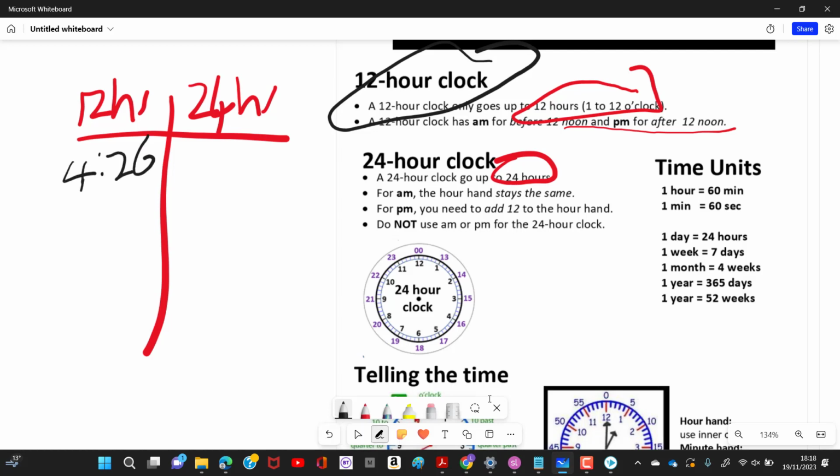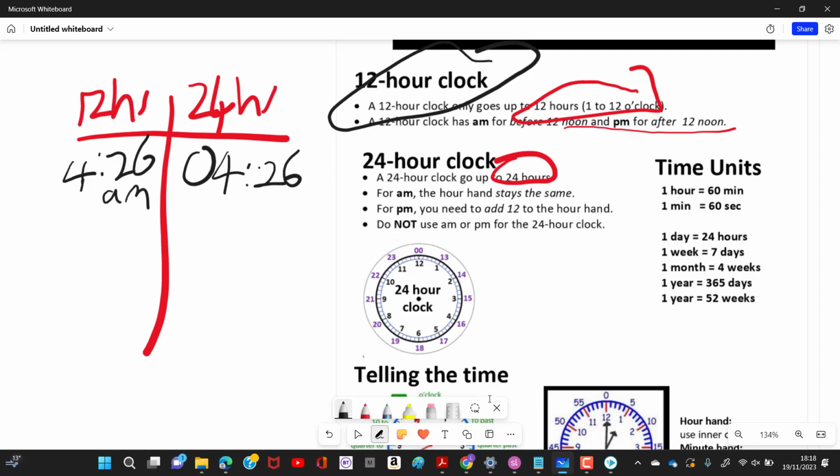4:26. Remember, a 12-hour clock either has AM or PM, so I'll put this as AM. Now, to make it a 24-hour clock, for AM the time stays the same, but you have to have it in double digits. So we can't just write 4:26, because the hour has to have two digits, so I have to have a 0 as a filler. That's as simple as that.